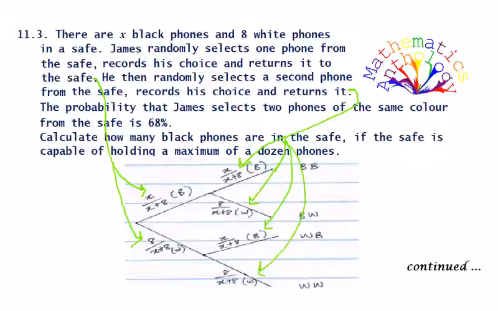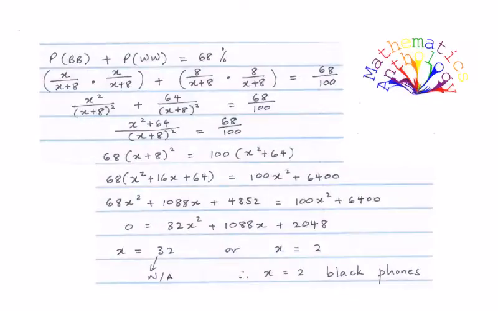Then the third one, he picks a white phone and then a black phone. We don't take that one because those are not the same color. But the last one, he picks a white phone and a white phone again. That one is the same color. So we can take the first line and the last line because those 2 lines have him picking the same color of phone. So if we take the first line, that's going to be the probability of black and black. Then you add that to the probability of white and white, and that will equal 68% as given to us in the question.